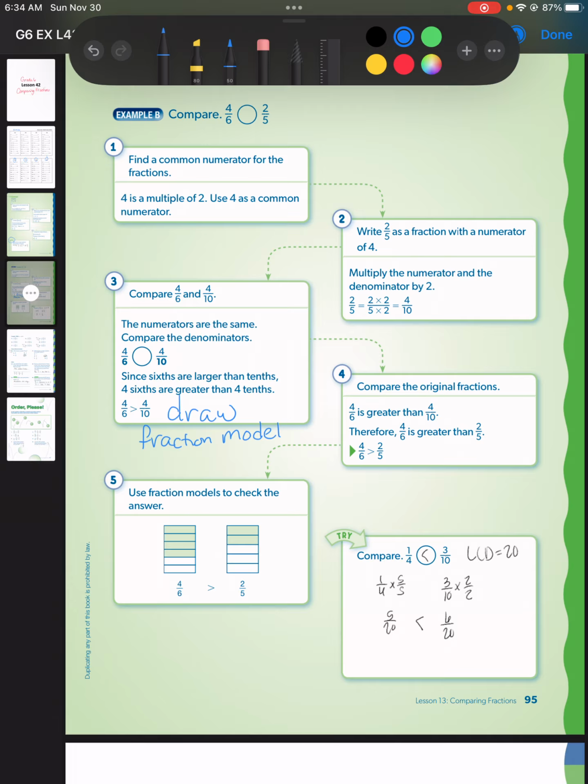In the Try It, students now have a bank of strategies that they can use to compare fractions. And you want to remind them of those. They can find the least common denominator. They can draw a model. They can use benchmarks. Or they can compare numerators.